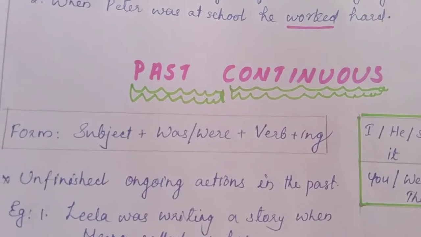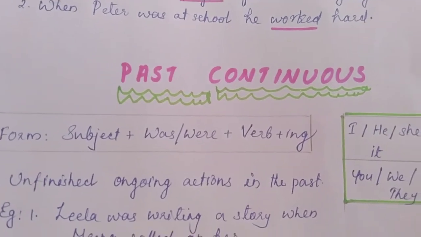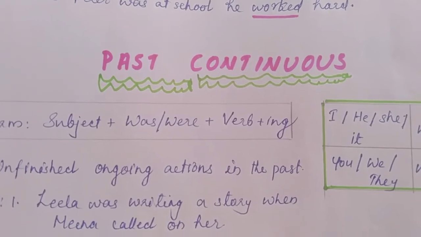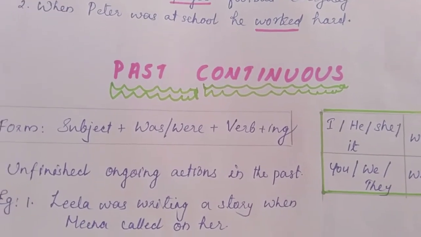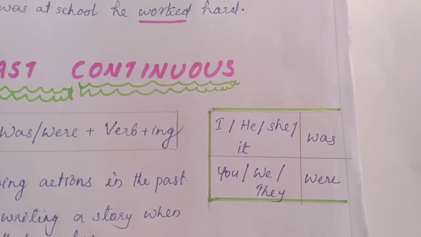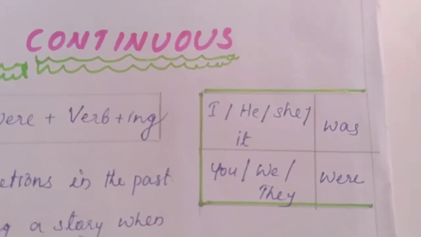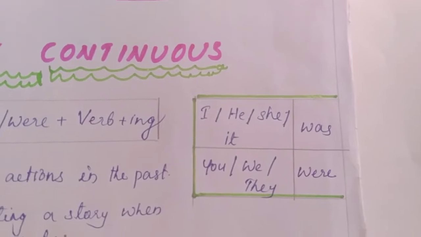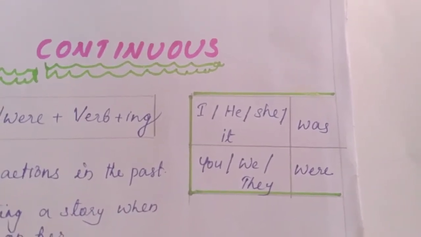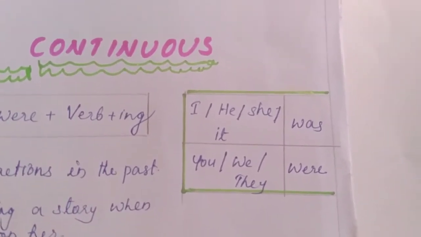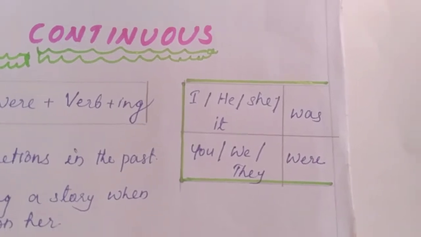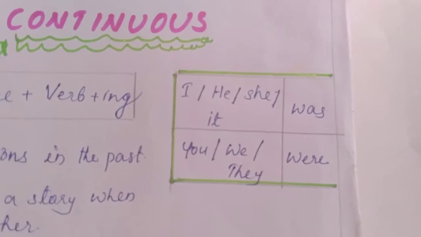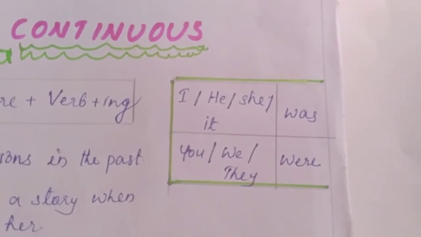So how can we make a sentence in past continuous? By subject plus was or were plus verb plus ing. Okay, so one more table is here. See that if the subject is I, he, she or it, we have to use the singular auxiliary was. Was is a past form. You, we or they, in past form we have to write the auxiliary form were. You were, we were, they were.